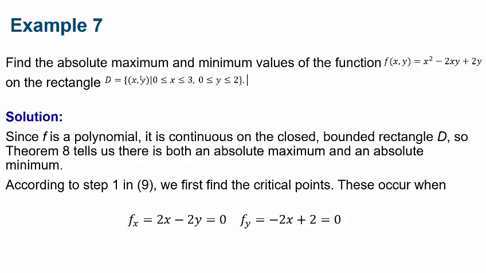All right, so we'll do this one example, and it'll illustrate everything we've been talking about. So let's find the absolute maximum and minimum values of this function, f of x, y equals x squared minus 2xy plus 2y, on this rectangle D, which is given by the points x, y, where x is bounded between 0 and 3, and y is bounded between 0 and 2.